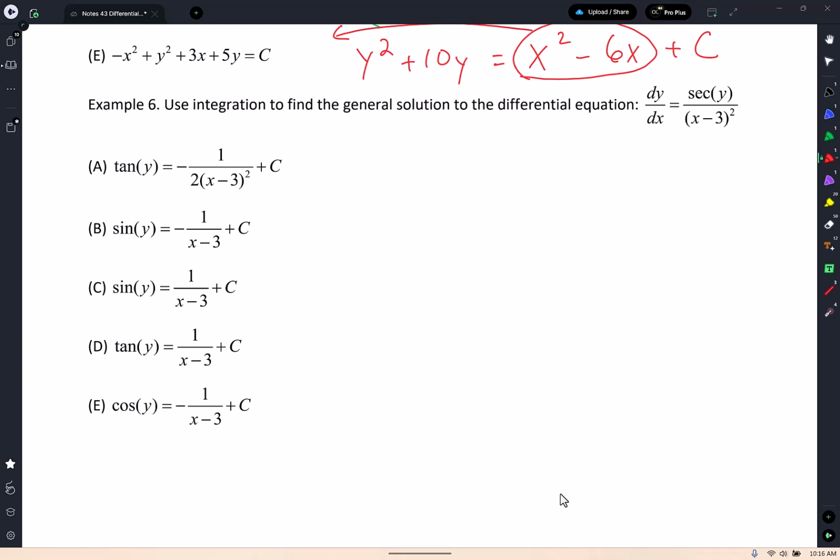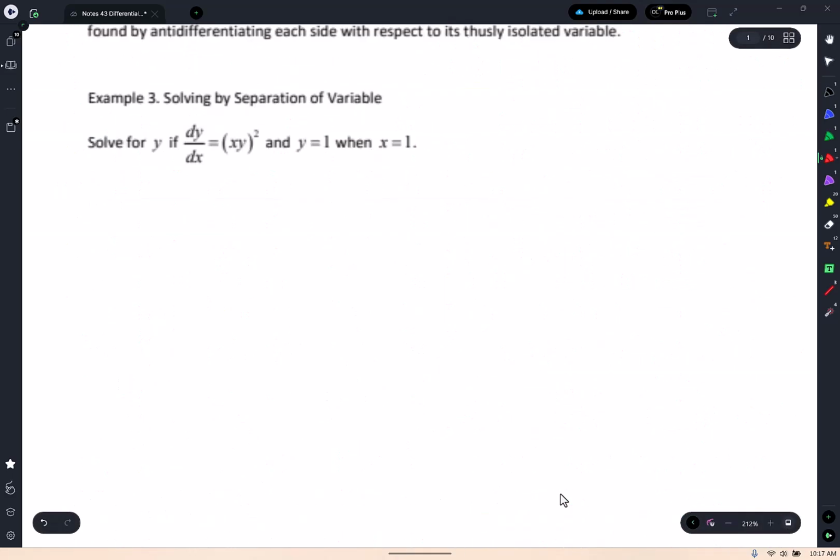Divide by secant y, times by dx. So here we go. We're going to have dy over secant y equals 1 over x minus 3 squared dx. Does everyone know how we got here? We want all the y's together, all the x's together. These are separable differential equations, guys. The y's with the y's, the x's with the x's. That's what we said over here. Look.